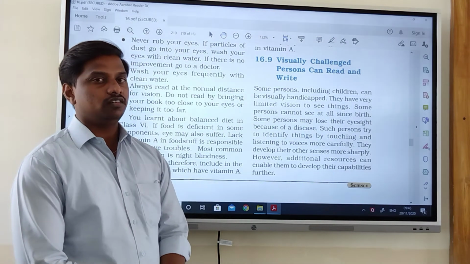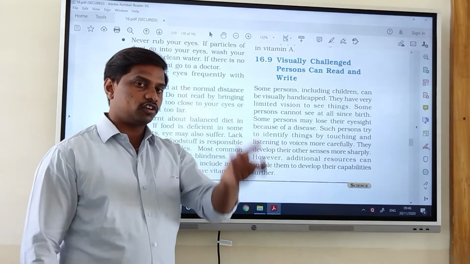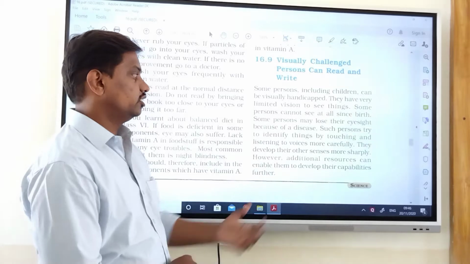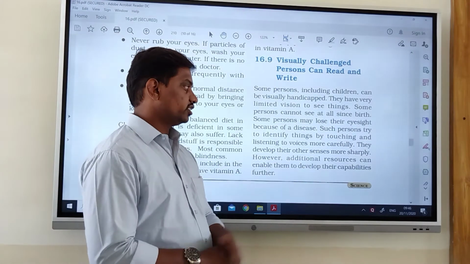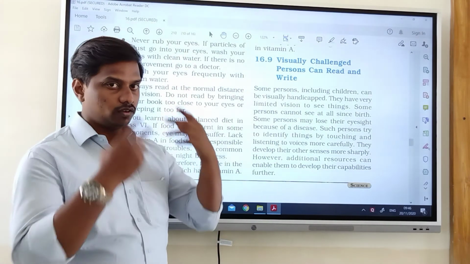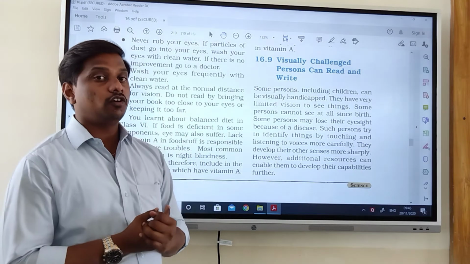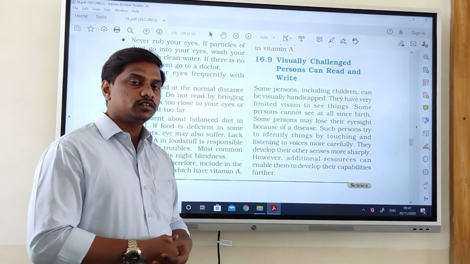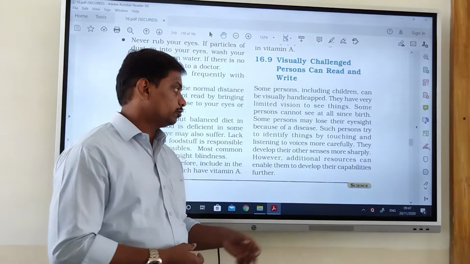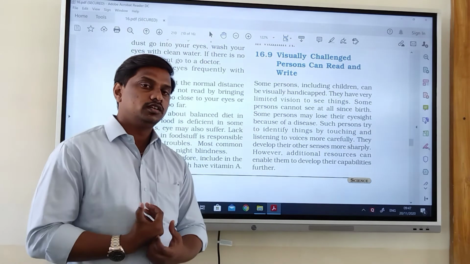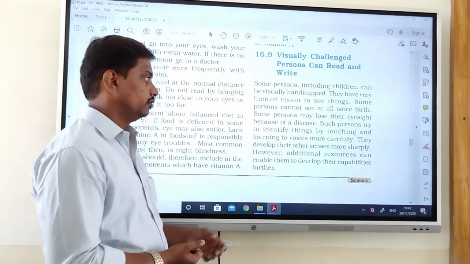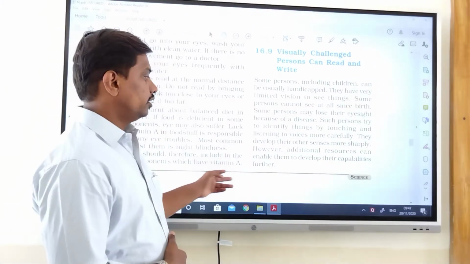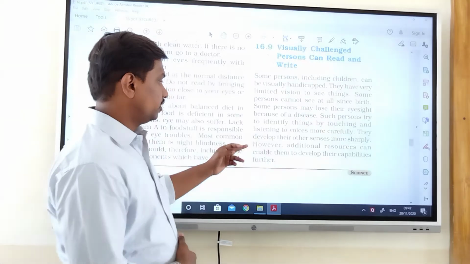So how do vision lost persons recognize things? By sound and by touching the objects, they can sense the objects. They develop their other senses more sharply. If they have lost the sense of vision, then they will develop the other senses very sharply, like hearing and touching. They will improve the other sense organs very sharply. However, additional resources can enable them to develop their capability further also.